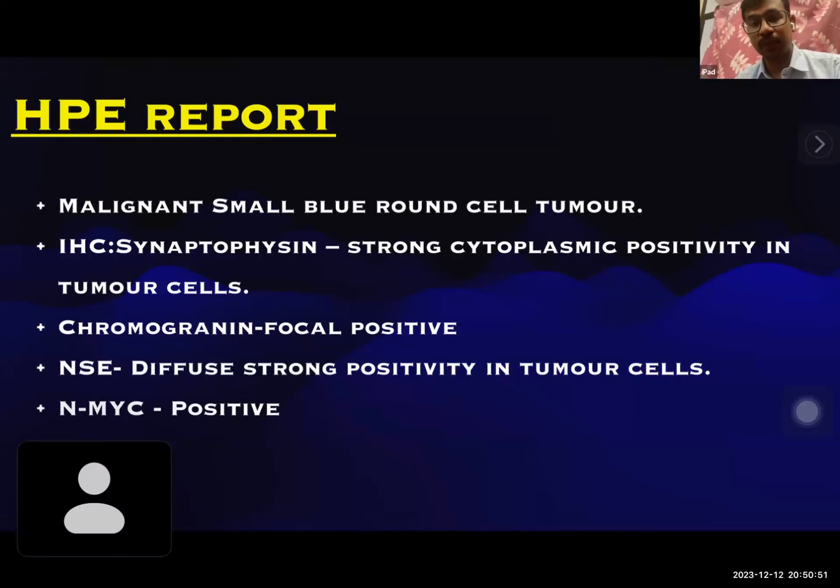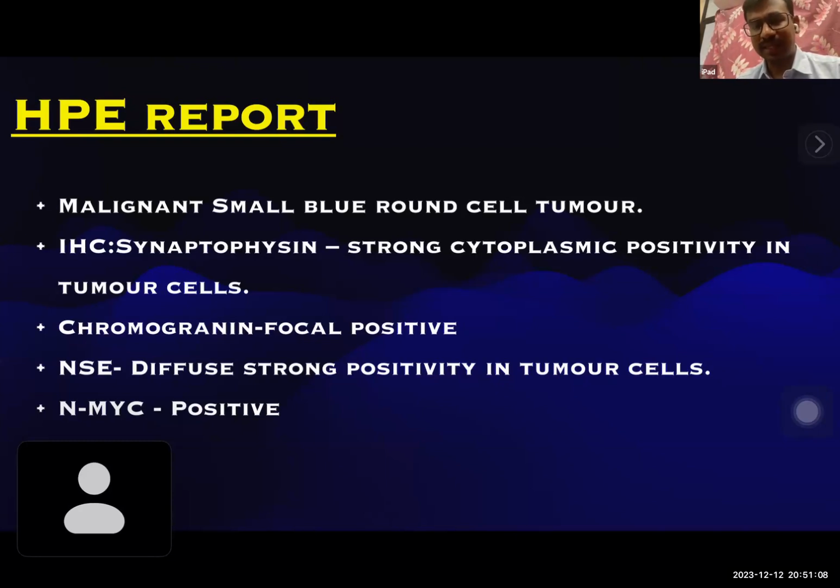I look for Homer Wright rosettes, madam. Okay, now pseudo rosettes, madam. Okay, with this histopathology report, where have you reached? With this histopathology report, I confirm my diagnosis as a neuroblastoma.